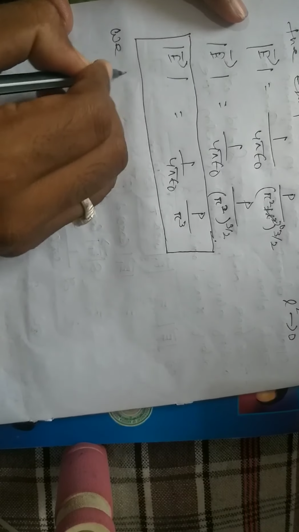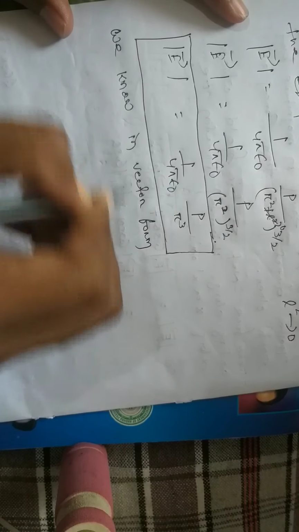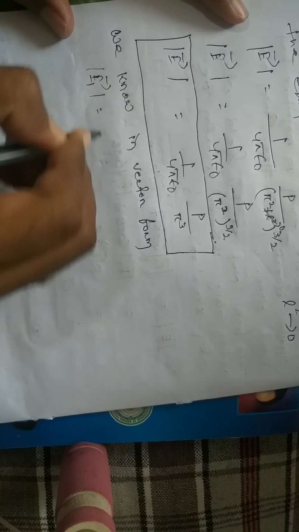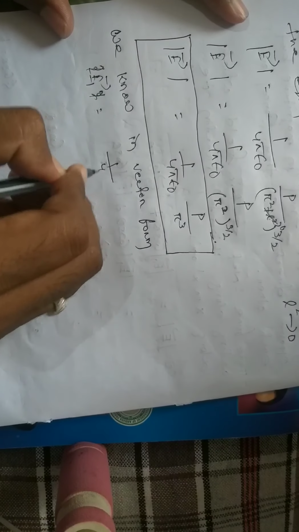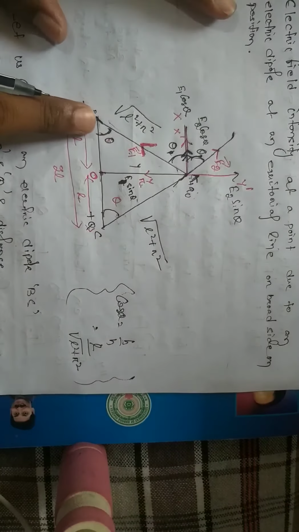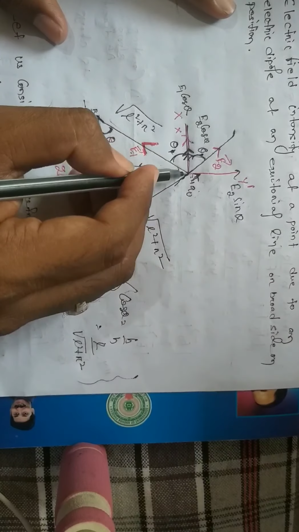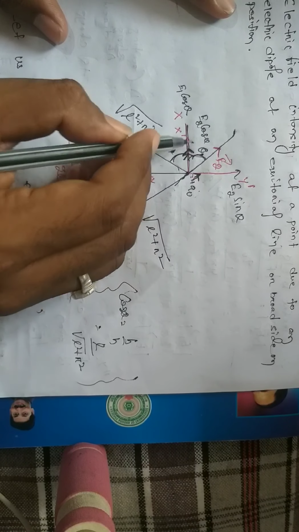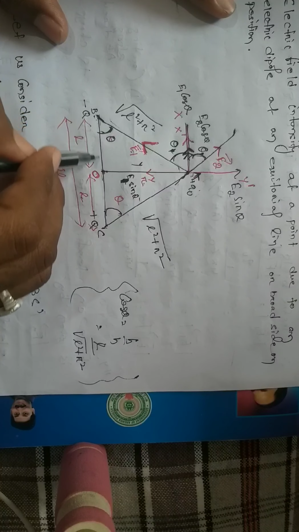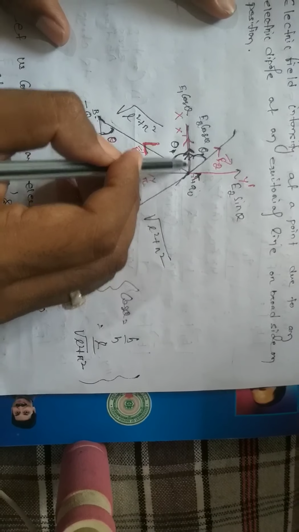We know in vector form it can be represented as E1 vector equal to 1 by 4 pi epsilon naught p vector by r cube. Here in the above diagram, the direction of the dipole moment is along minus q to plus q, but the direction of the electric field intensity here is opposite to that of the dipole moment. The dipole moment is moving in the direction BC, but the direction of the electric field intensity is along AX. So both are in opposite directions.